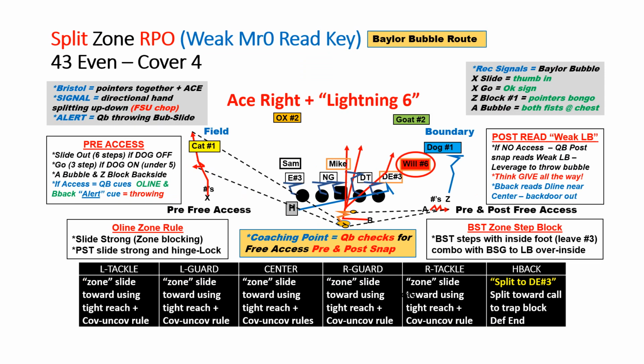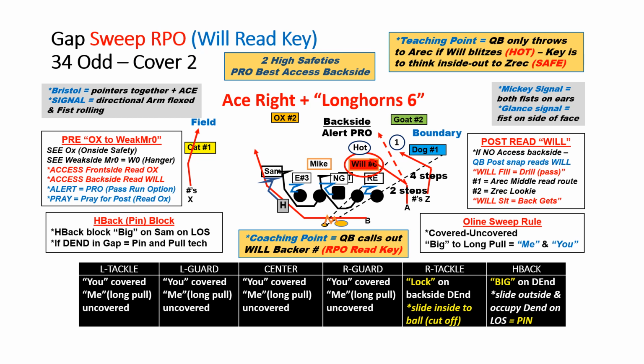Your inside RPO then, if you're a zone team, is your split zone. And you can see now again we're reading that hanging weak backer, which is the will in this case, doing our pre and post snap reads. If you're a gap team, then we just go to our gap sweep RPO, exactly the same post snap read of the will backer, but now we get pullers to the field.